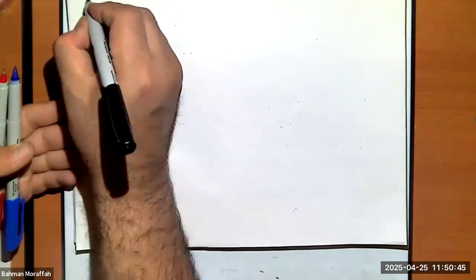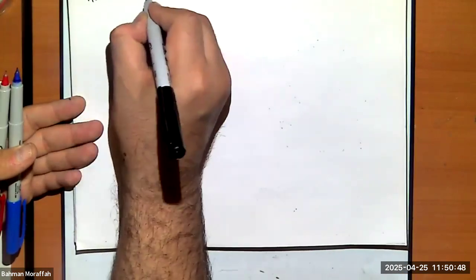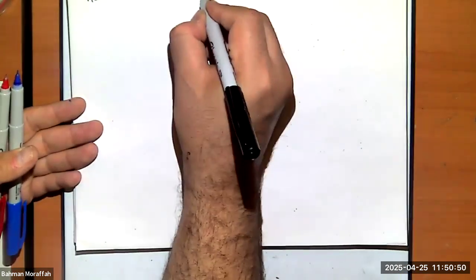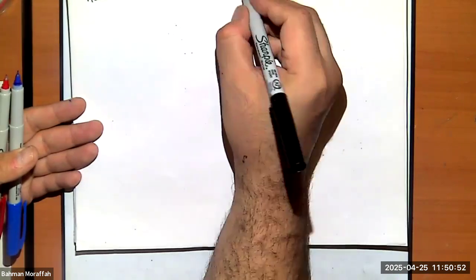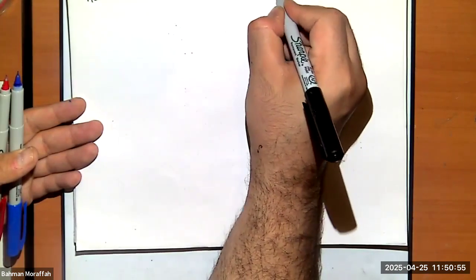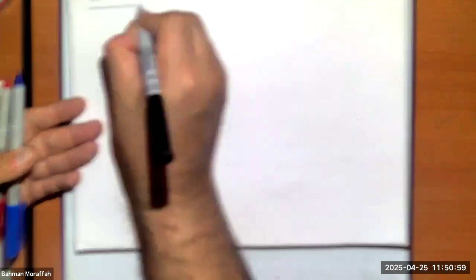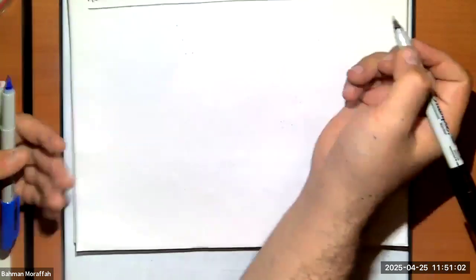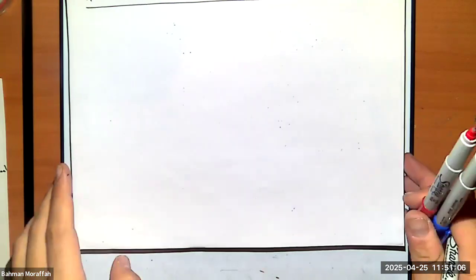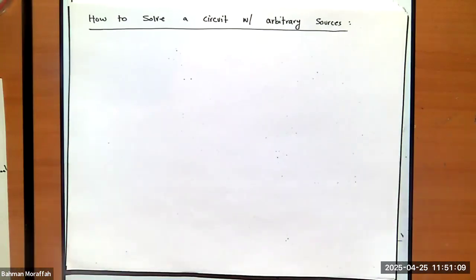So, how to solve a circuit with arbitrary sources. And our sources are sine and cosine. We can always use the phasor representation. Right? And that works perfectly.